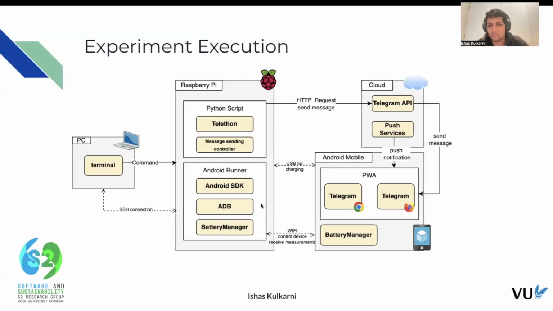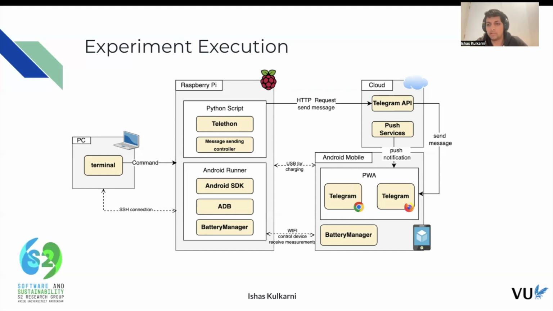From here on, we move on towards the experiment execution and basically our experiment setup. For the experiment setup, we use a Google Pixel 5 device running Android 13, on which the Telegram web application is installed and run. Furthermore, we use Android Runner on a Raspberry Pi 3B to orchestrate the experiment.